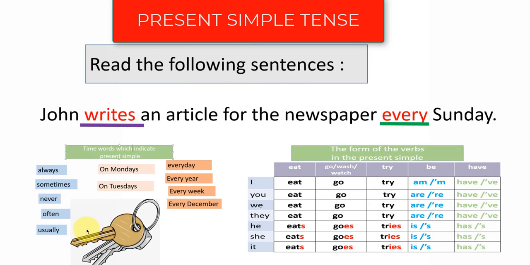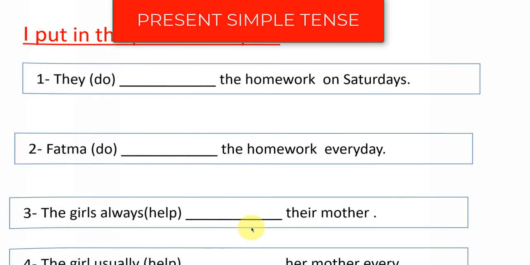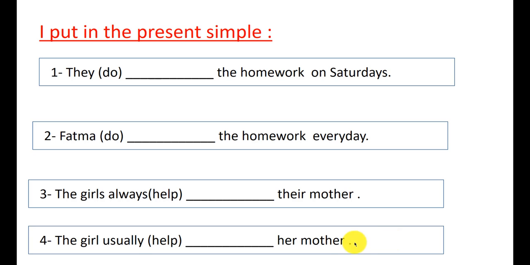Yes. Good. They, and we have the verb help. It is conjugated like eat, not like go, not like try, and it's not be, and it's not have. So they eat. If we have help, it will be they. They what? They help. Right, help here. So the girls, they always help their mother. Good.